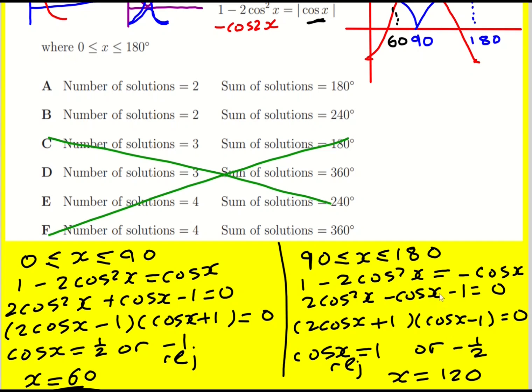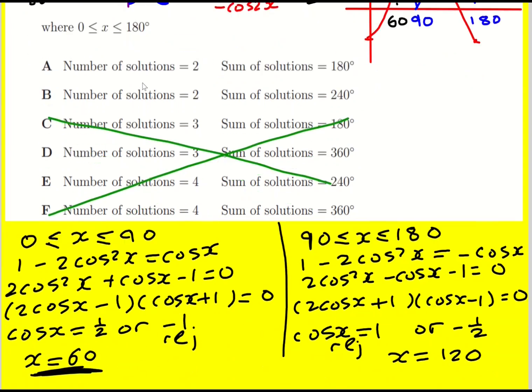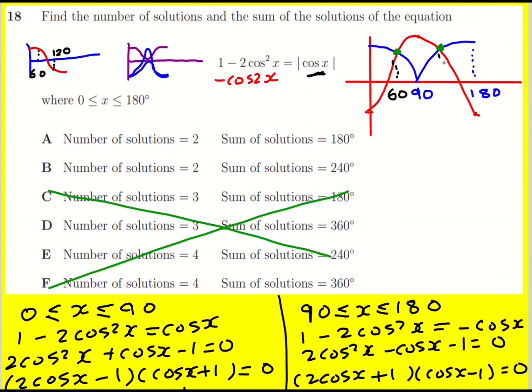So you have to know these values, but you can use the symmetry of the cos curve because it hits a half at 60, and then that is 30 away from 90. It makes sense because of the symmetry that it's then going to be 120 where it's minus a half. There we go. Those are our two solutions. And the sum is therefore going to be 180. So it's A. Well done.